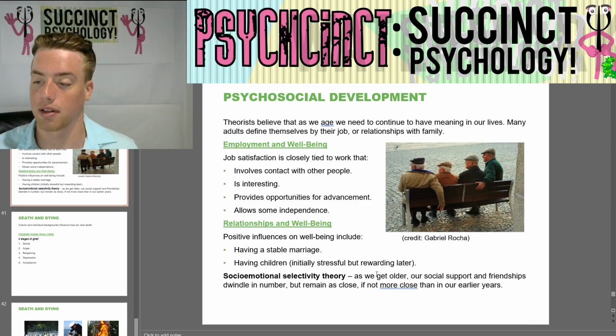Socio-emotional selectivity theory. As we get older, our social support and friendships dwindle in number but remain as close, if not more close, than in our earlier years.